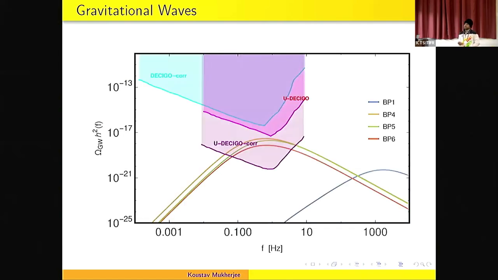And so the results we got for the 4 benchmark points fall in the ultimate DECIGO region, and we got significantly low peaks because we also had to consider the dark matter direct detection cross section to be below the latest LUX-ZEPLIN bound. So that made this result slightly bad.